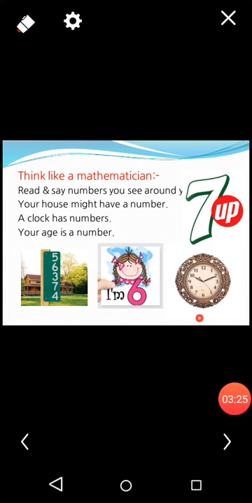A clock has a number. 10. 1, 0, 10, and 1 and 2. 3, 4, 5, 6, 7, 8, 9, 10, 11, 12. These all are numbers.